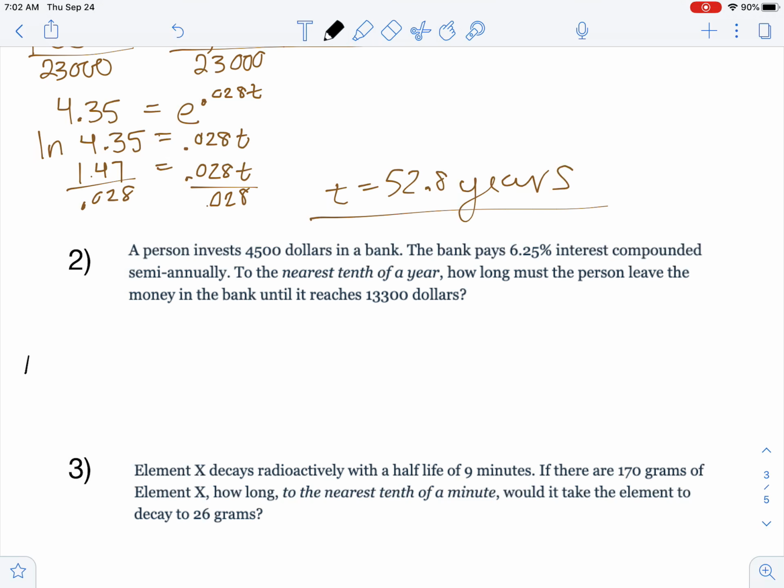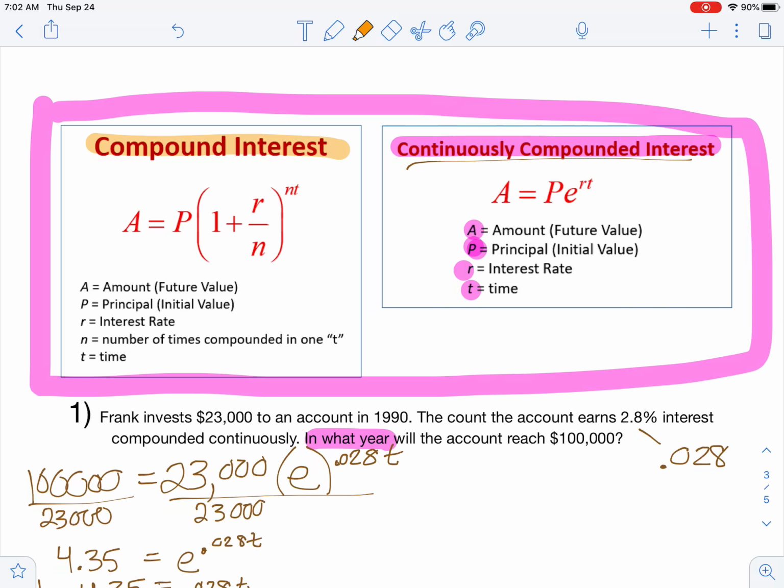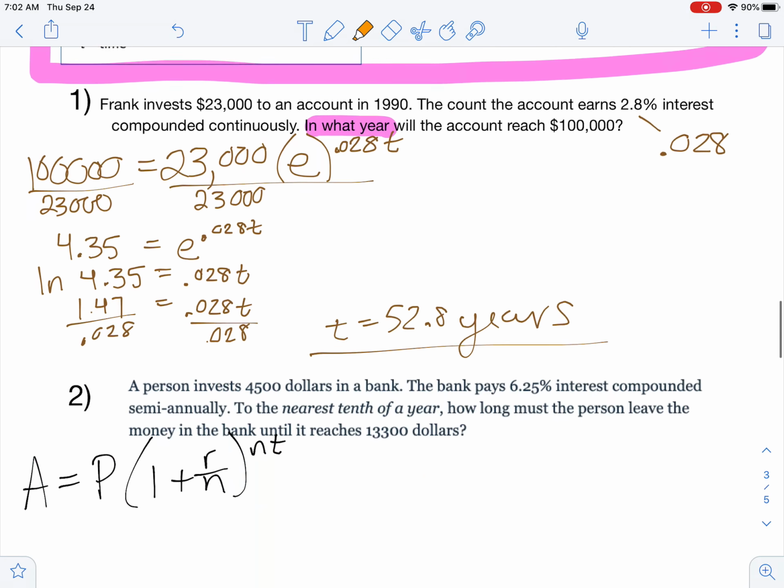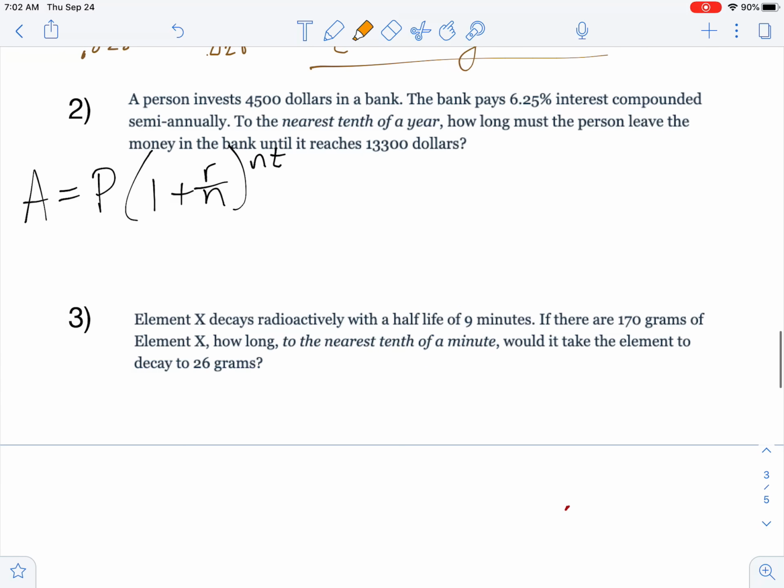I've got A equals P. So we have a value n in this formula that's not in the other one. And n is the number of times it's compounded in a year. Okay, so compounded weekly would be 52 times a year. Compounded semi-annually would be twice a year. And that's what this one says. Compounded daily would be 365 times a year.